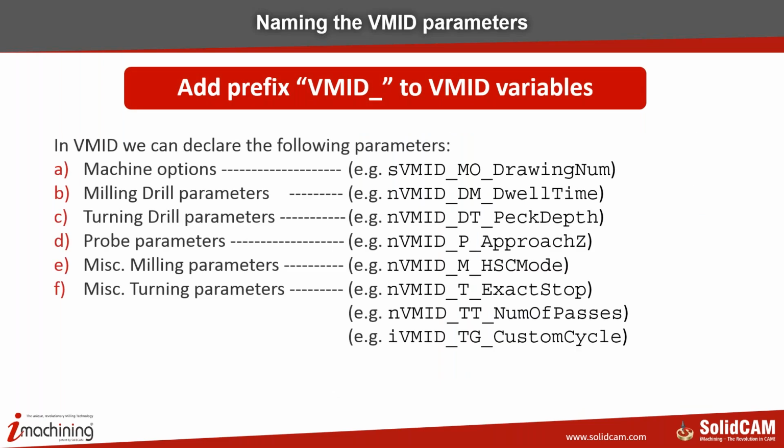And then, as you know, we have the machine options. We have milling drilling parameters, turning drilling parameters, probe parameters. We have also miscellaneous milling and turning. And for those, we split it into MO, which is for the machine options, with an underscore, and then you can type the drawing name, like a variable name. And then DM, like drilling milling parameters, DT, and so on. For the turning parameters here, we have T, TT, and TG. This is for turning only. This is thread, and this is groove.